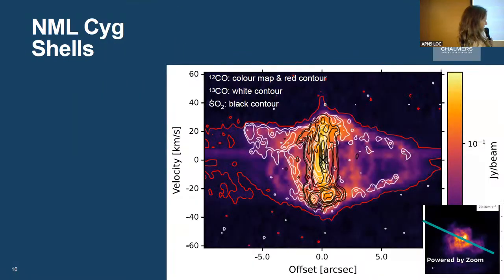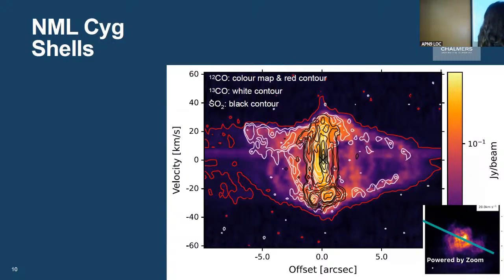And these arcs and shells I'm going to try to convince you of now. So this is a PV cut through the cubes. Also here I have 12CO in the color map, 13CO as the white contour, just to show that the 12CO and 13CO do trace roughly the same stuff, which is good.